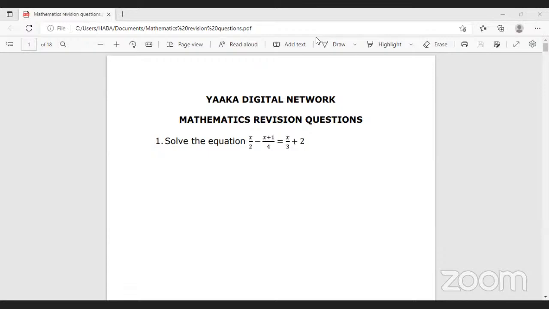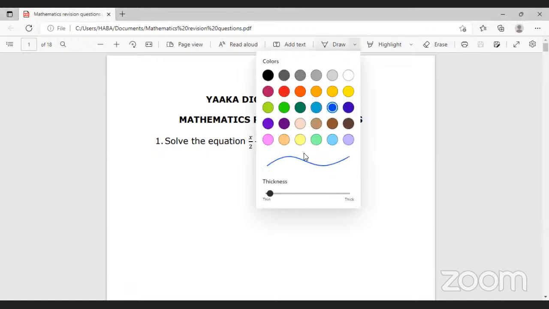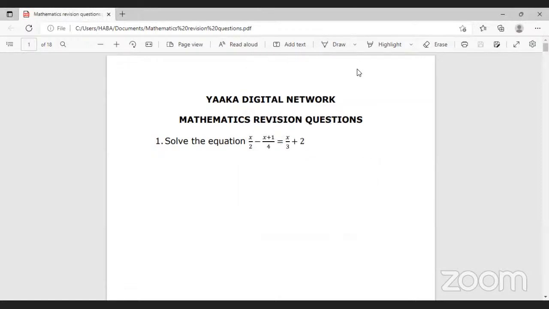We have to first find the LCM of 2, 4 and 3, and then we multiply throughout by the LCM. Then we can find x. So what would be the LCM of 4, 3, and 2? It's 12. Good. So you're saying we are going to multiply everything here by 12.